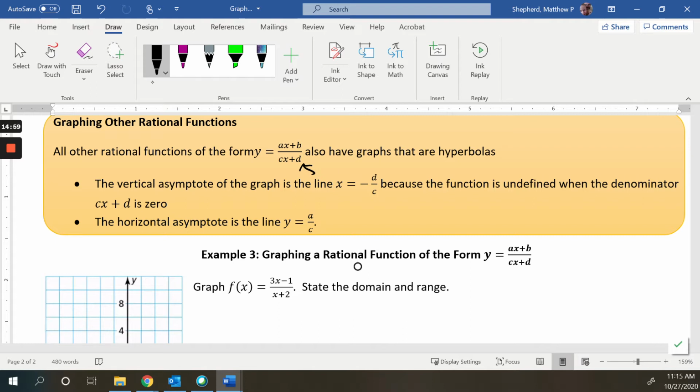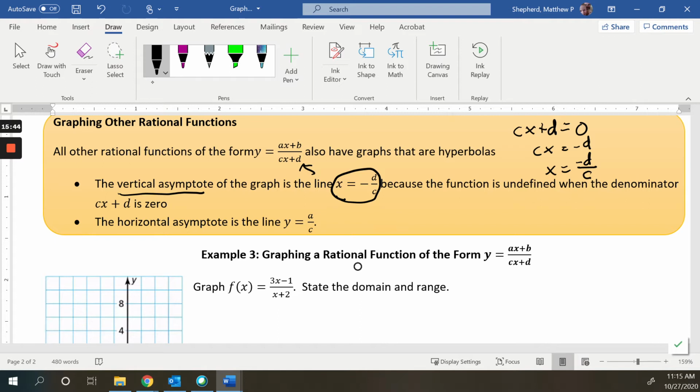Okay, but what's going to make this 0? If I had cx plus d, I want to know when my denominator is going to be 0. Well, we could subtract the d from both sides. Then we could divide by the c. And so it would equal 0 at negative d over c. So that's where this vertical asymptote comes from. We'll have a vertical asymptote at x is equal to negative d over c. The horizontal asymptote is going to come from y is equal to a over c.